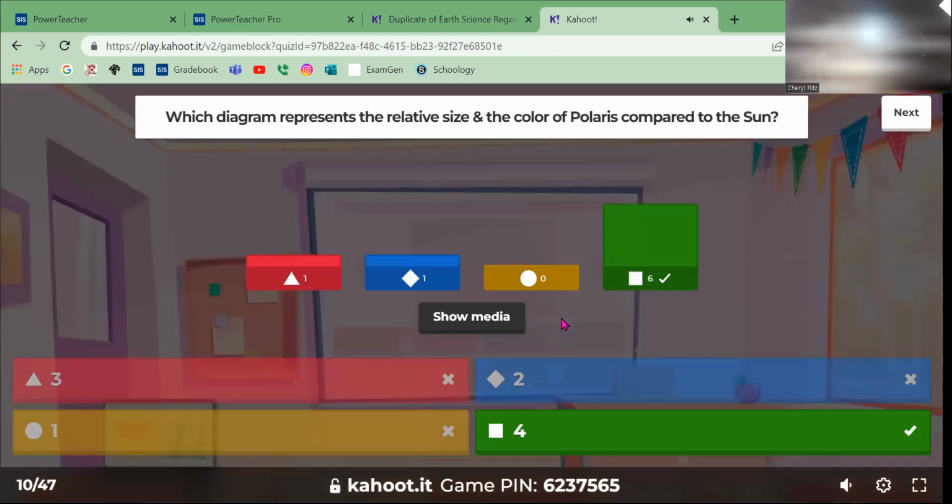So Polaris is larger than our sun. We know that because the smaller stars are on the bottom of page 15 and they get bigger as you go up. Color is determined by the temperature, and Polaris is firmly in the yellow color.